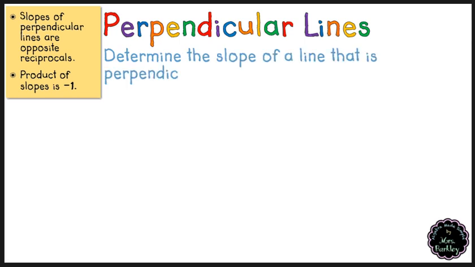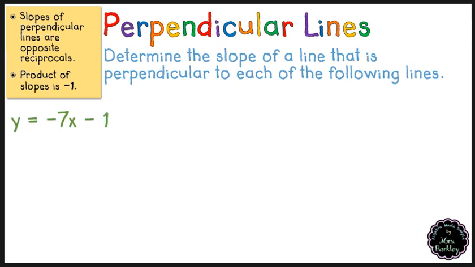The first set asks to determine the slope of a line that is perpendicular to each of the following lines. Given the equation y equals negative 7x minus 1, we have a slope of negative 7, which can also be written as negative 7 divided by 1. So if we're looking for the opposite reciprocal, that would be 1/7.